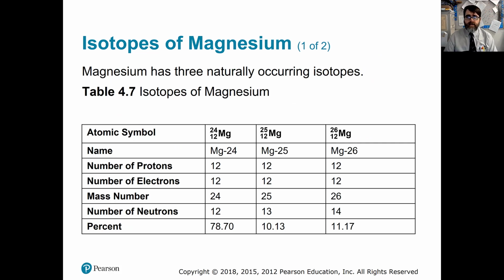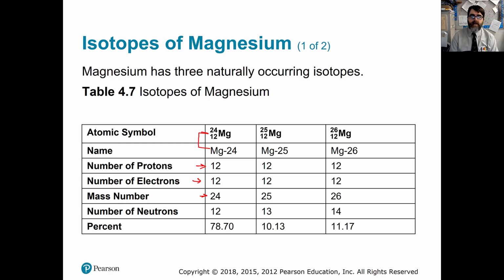This table then goes back through those magnesiums that we started out with. We're looking at the different isotopes here, and you can see all of the different ways of listing it, the two different symbols here. You can see that the protons are all the same, the electrons are all the same, the mass numbers are different, and that causes our number of neutrons to be different because it's a subtraction problem there, and we did that one earlier. And then here they have the percentages.